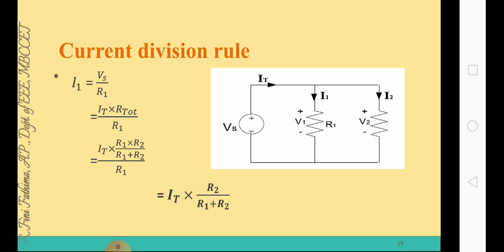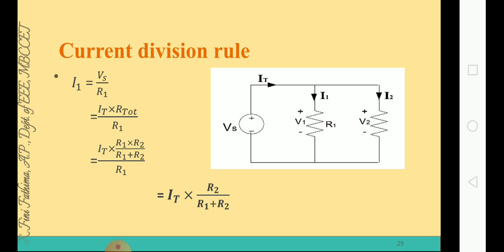So first we have to find the current through the resistor R1. The total current is V divided by R total, so I is equal to V divided by R total. Similarly, if the voltage across the resistor R1 is VR1, then the current through R1 is VR1 divided by R1. VR1 is the same as the source voltage, because it is a parallel circuit. In a parallel circuit, Vs is equal to VR1, which is equal to VR2, or Vs is equal to V1 is equal to V2. So current I1 is equal to V divided by R1, that is, Vs divided by R1.